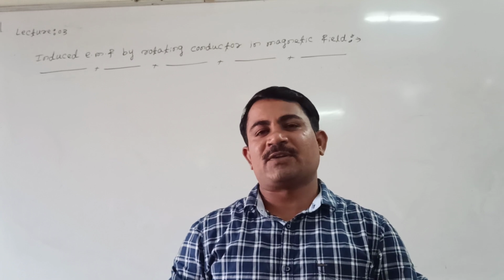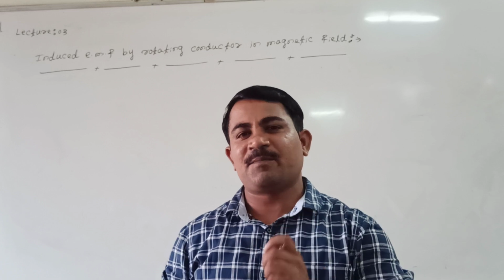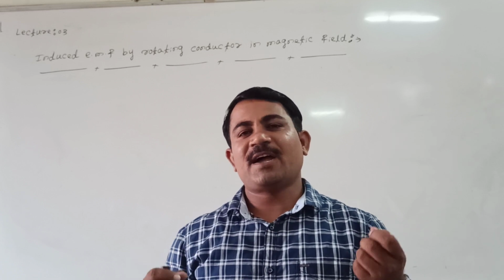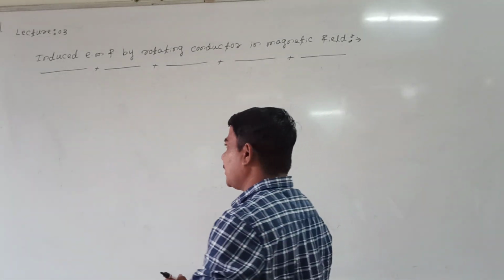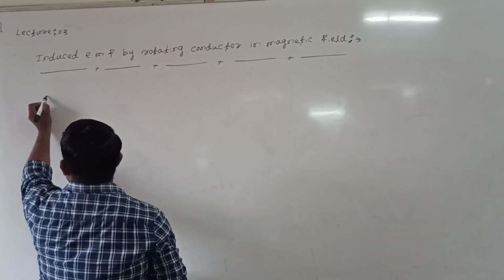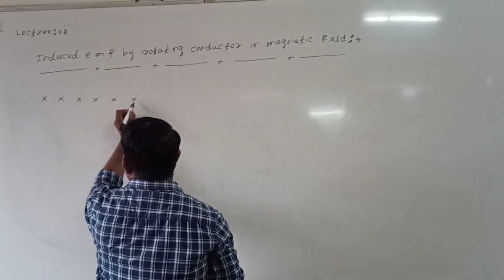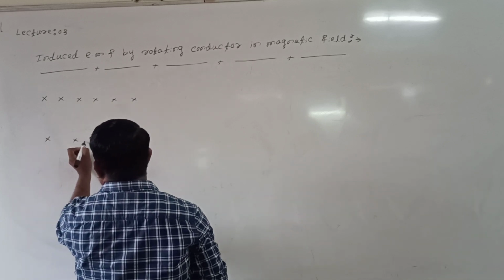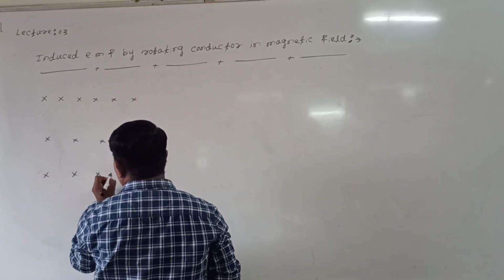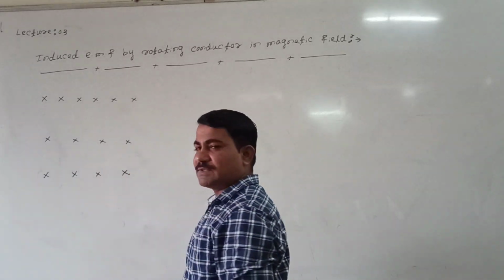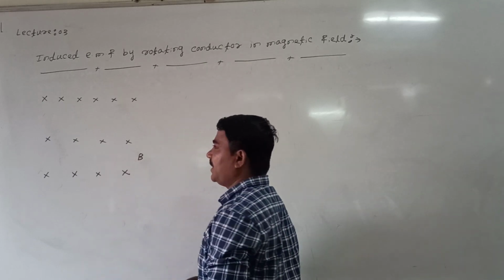In the last class we saw a conductor moving in a uniform magnetic field with velocity v, how the EMF is induced and how the current is induced. Now let us take a uniform magnetic field perpendicular into the plane. These are the uniform magnetic field lines, uniform and perpendicular into the plane. Let us take the value of this magnetic field as B.